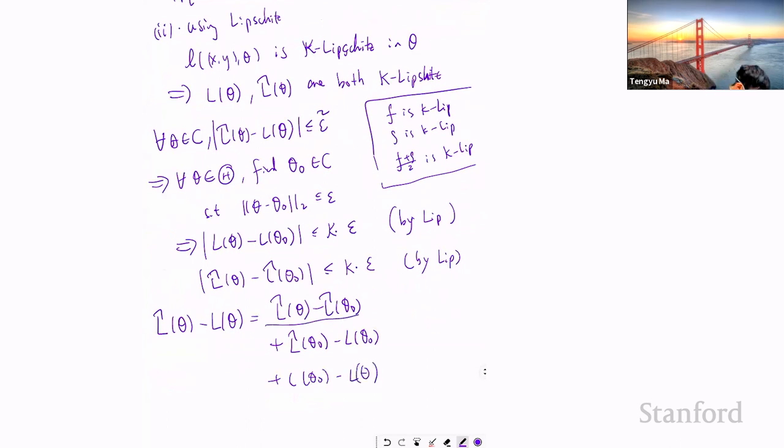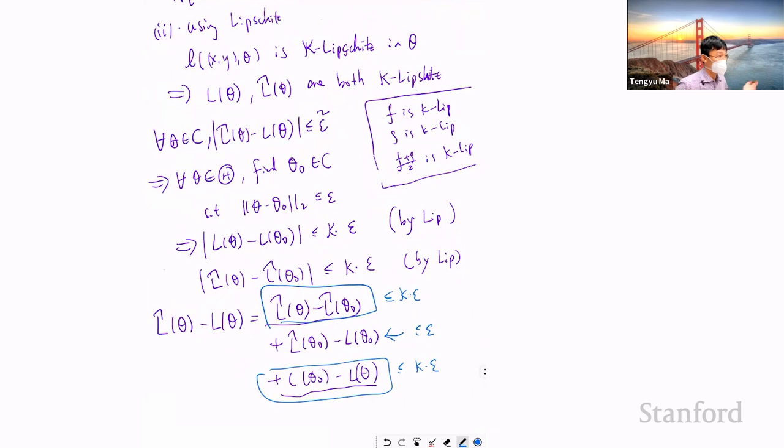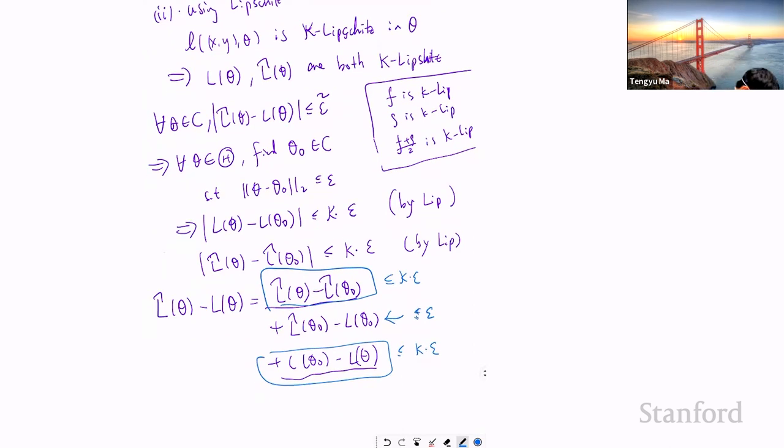And now these two things are about differences between theta and theta 0. So this quantity is less than kappa times epsilon. And this quantity is also less than kappa times epsilon. And this quantity is less than epsilon. This is because theta 0 is in C. We have already proved that for every theta in C, L hat theta is close to L theta. So that's why we got these three inequalities.